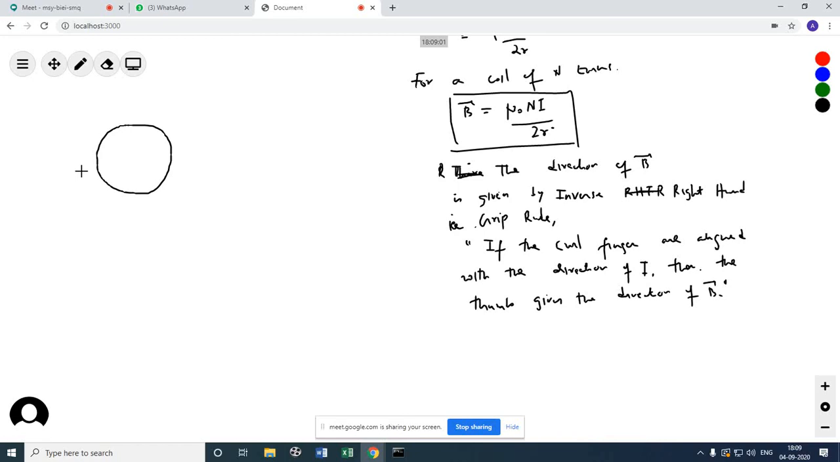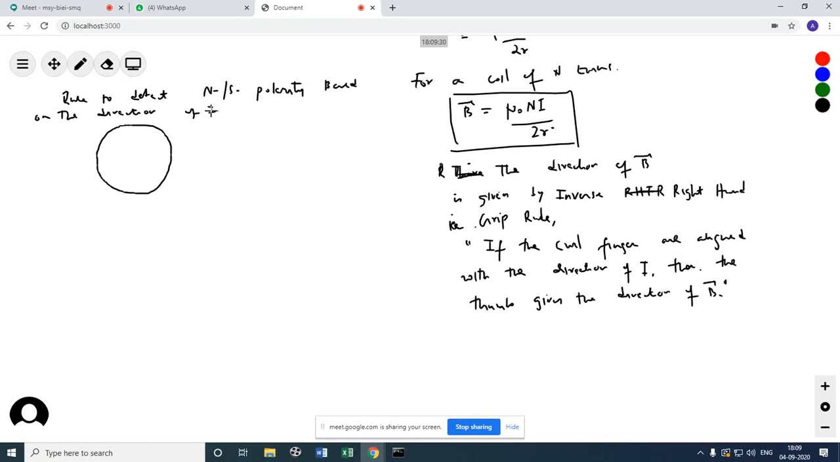That means, what does this mean? I'm writing it here. That is, if the curled fingers, right hand, no, not right hand thumb, right hand grip rule. Sorry, I was making a mistake here. Right hand grip rule.